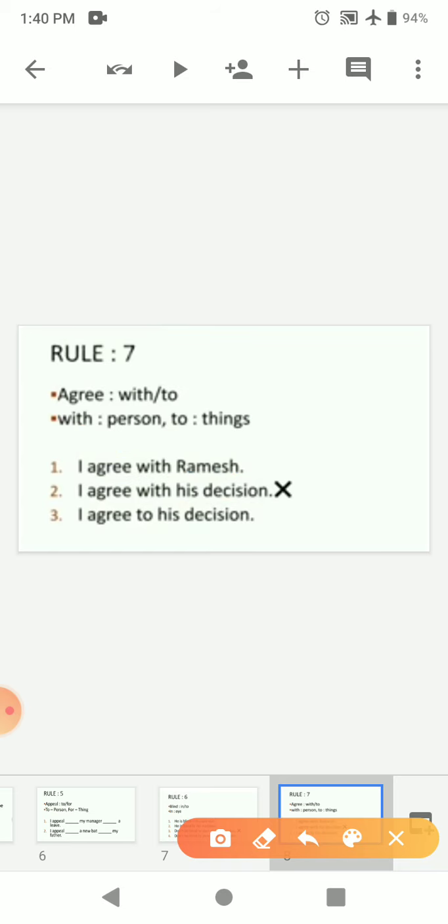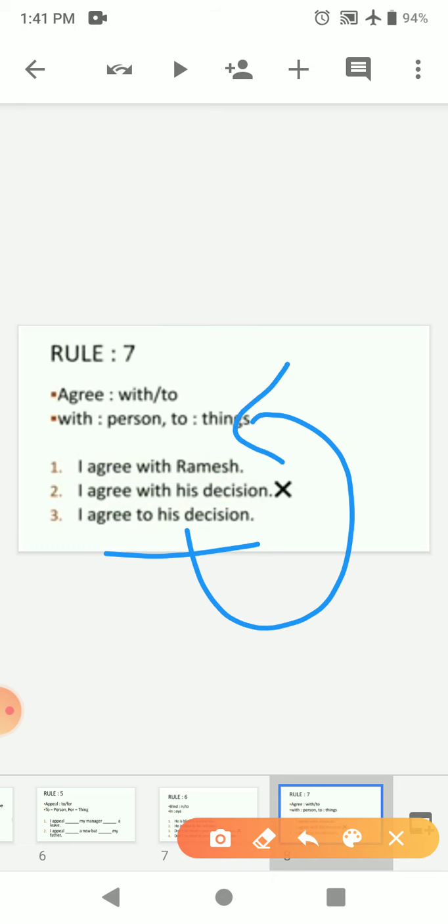I agree with his decision is totally incorrect, because decision is a thing, decision is something. It is about Ramesh, but I'm not directly talking about Ramesh. I'm not referring to the person, I'm referring to his decision. Actually, I'm referring to a thing. So here we do not use with, rather we say I agree to his decision. We use to whenever we are referring to things.